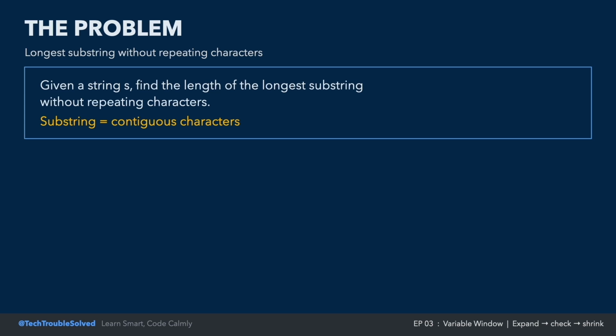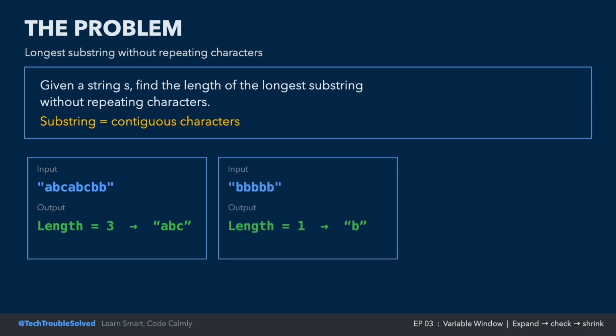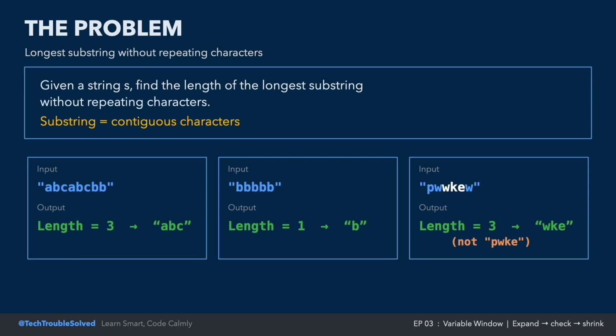Second, let's just read the examples. A, B, C, A, B, C, B, B. Length 3. The substring is A, B, C. B, B, B, B, B. Length 1, just B. P, W, W, K, E, W. Length 3, W, K, E.